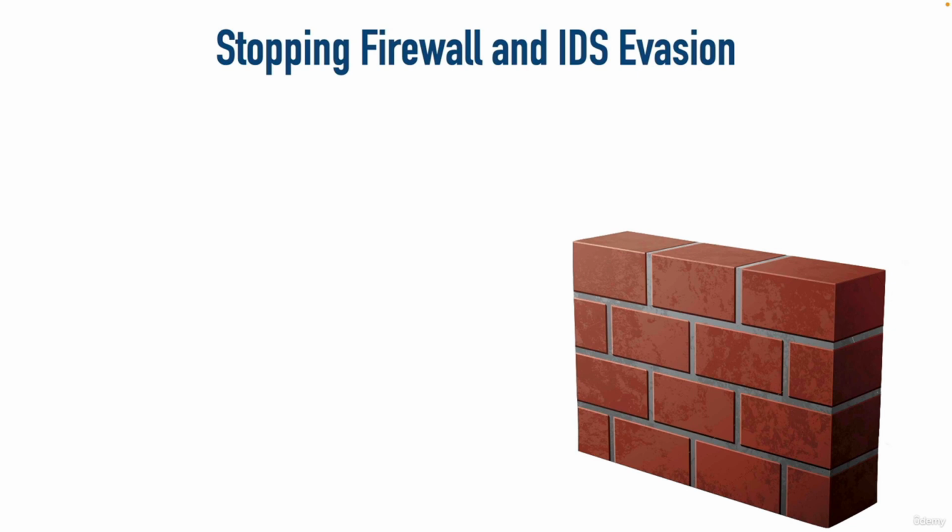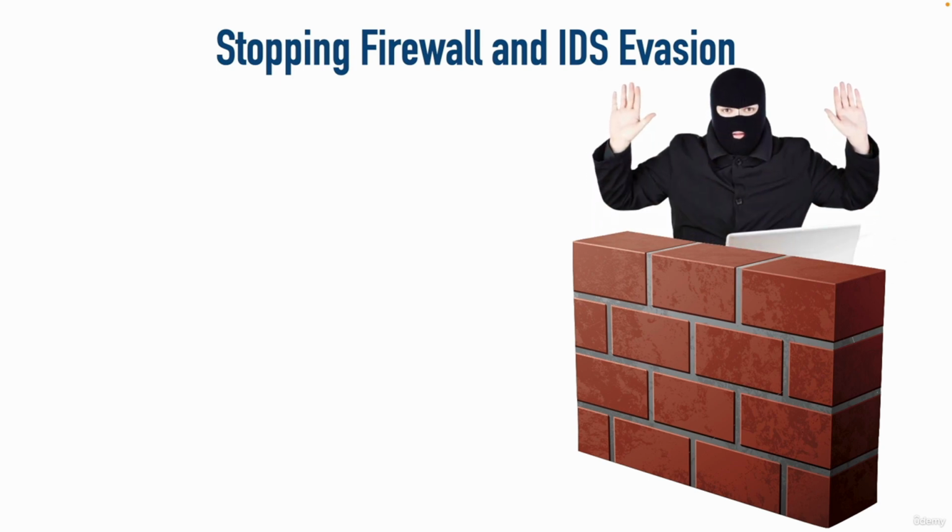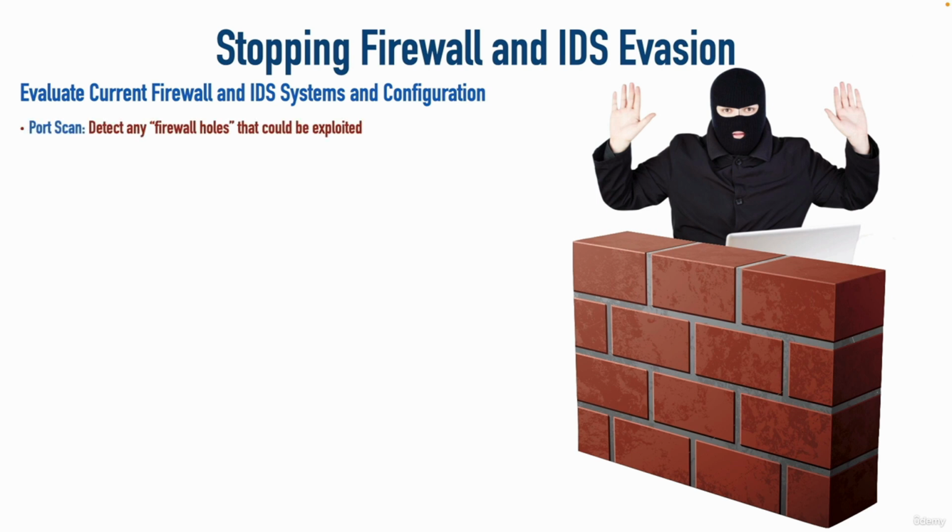In our previous video, we discussed some ways that an attacker might evade a firewall or an IDS sensor. So in this video, let's consider some ways that we might stop an attacker from evading the firewall or the IDS sensor. First, we can evaluate how things are configured right now. We might do our own port scan to see, do we have any firewall holes that an attacker might exploit? Do those holes really need to be in place? Could we come up with a better set of rules instead of just leaving these ports open all the time?